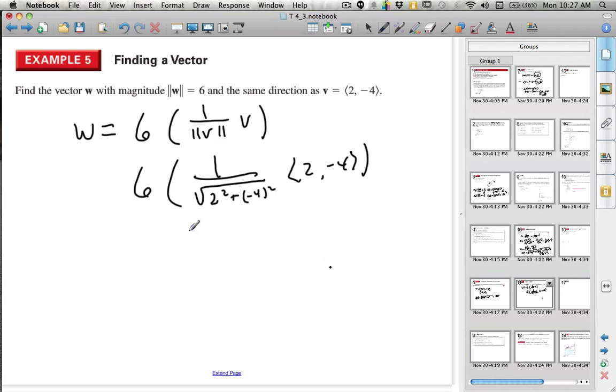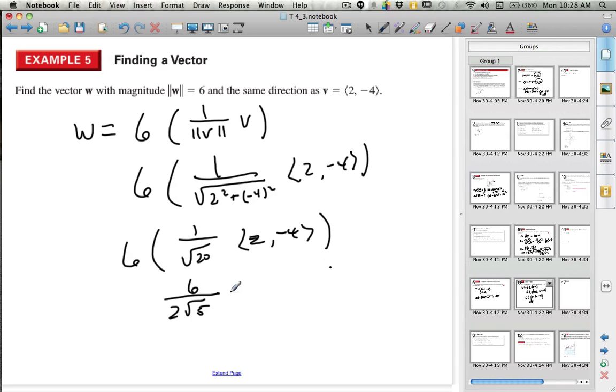So when I go through, this is going to be 1 over 4 plus 16, that's going to be root 20, times 2 negative 4. Now I could multiply the scalar times this other scalar because I have 2 scalars now. And I also want to simplify root 20 to be 2 root 5. And I'll have 6 over that, and the 6 and the 2 will cancel, leaving 3.